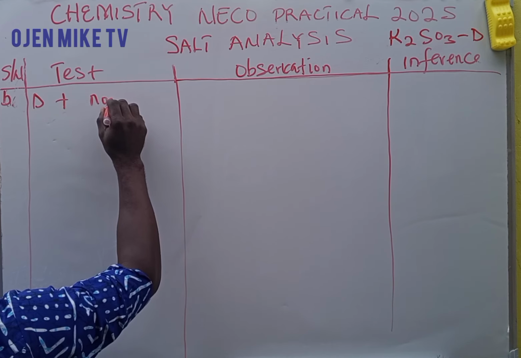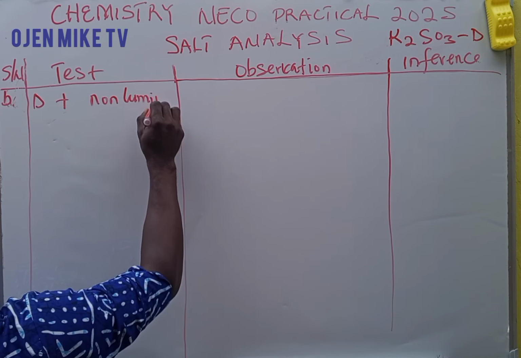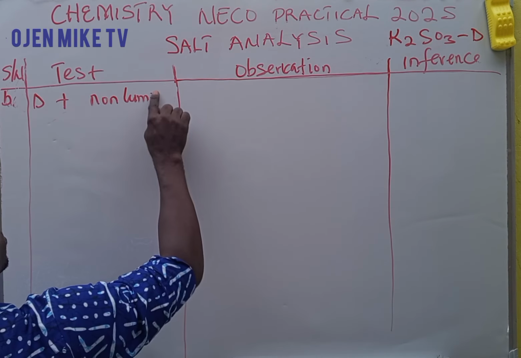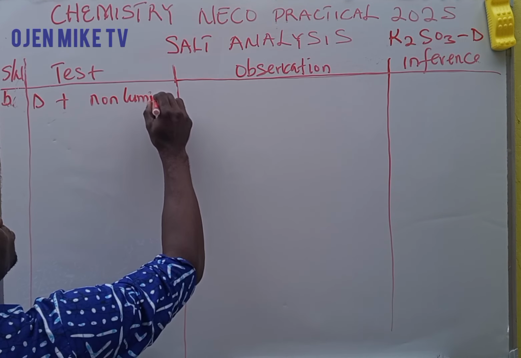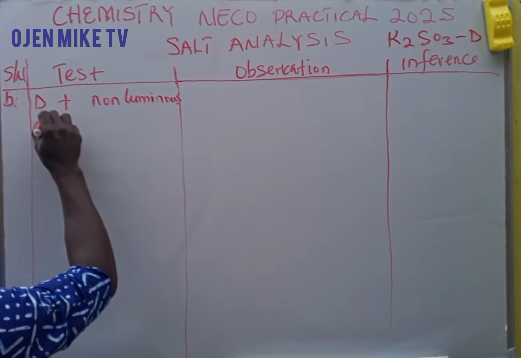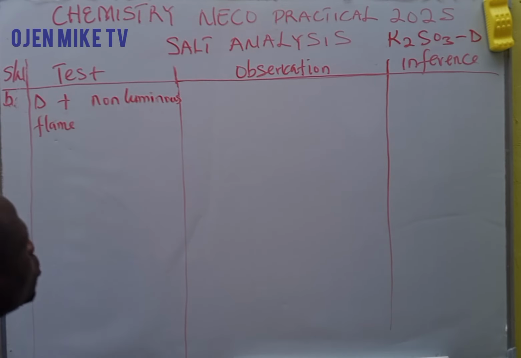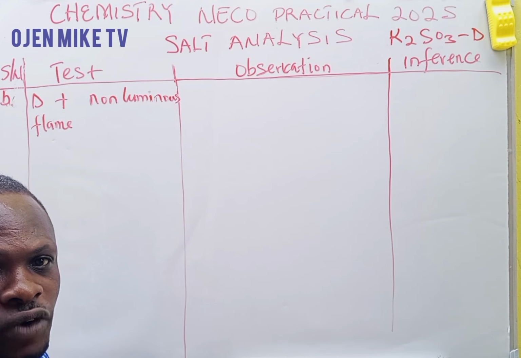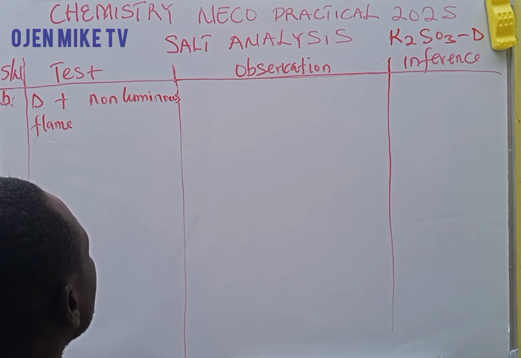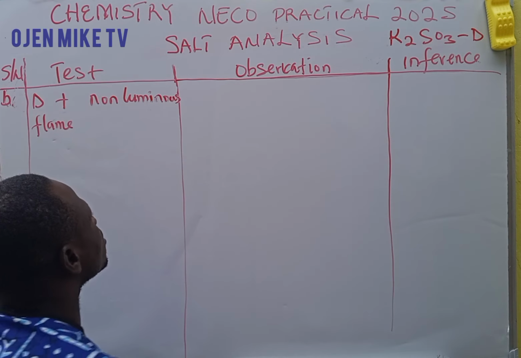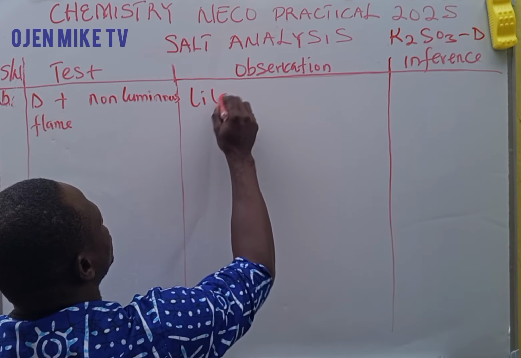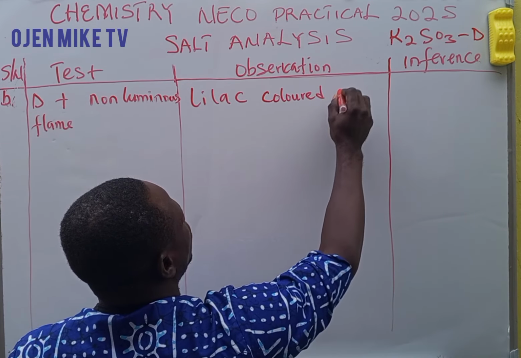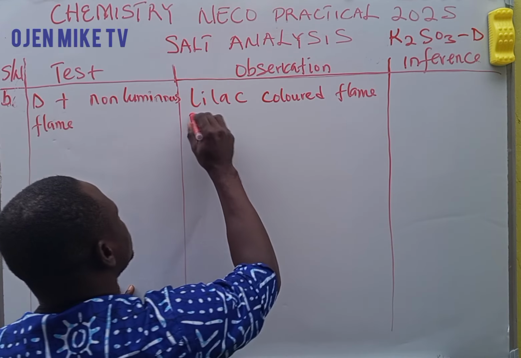D plus non-luminous flame. So when you take a spatula of it and put it in a non-luminous flame, put it in a fire, what you are going to observe is a lilac colored flame produced.